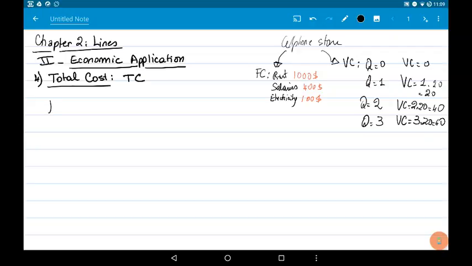As a rule, total cost equals the fixed cost plus the variable cost. Now the variable cost depends on the quantity. It's the quantity times the cost per unit. It's the quantity 2 times the cost per unit. It's the quantity 3 times the cost per unit. So the total cost equals the fixed cost plus the cost per unit V times the quantity.